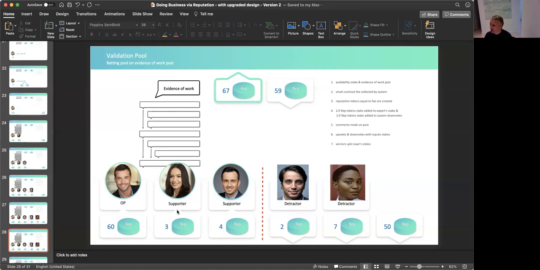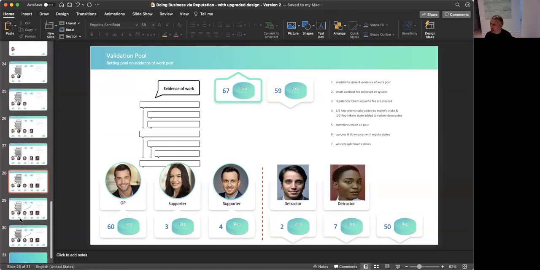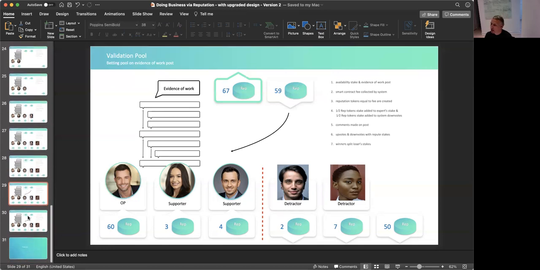Now, what happens in this validation pool is the following. The detractors lost in this pool, right? The 67 upstake is higher than the 59 downstake. What happens is we see the reputation from the losing side being shared, proportional to the upstakes, with the work on the winning side, right?